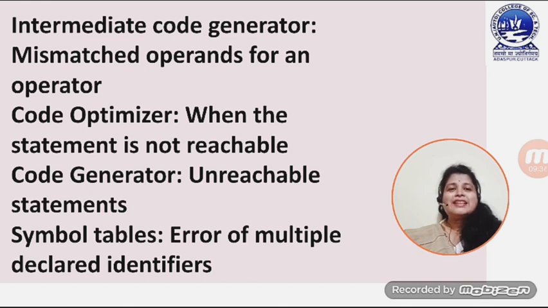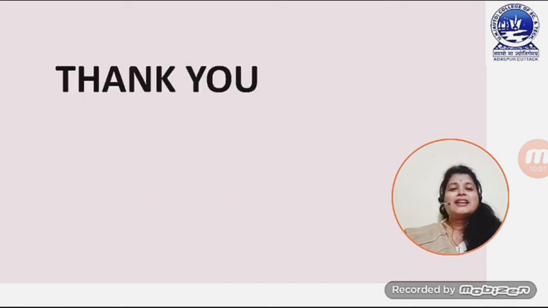Then in the code generation phase, again the unreachable statements are detected by the error handler, and at the same time it also performs some error handling tasks on the symbol table. If the compiler finds multiple declared identifiers, it will also find them in the symbol table. I think that you have got some basic idea of the compilation phases.